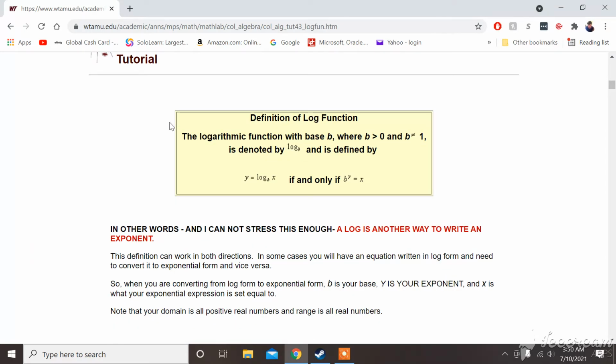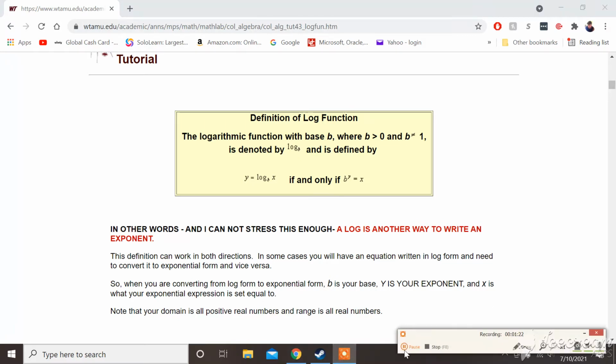The logarithmic function with base b, where b is greater than 0 and b cannot equal 1, is denoted by log b, and is defined by y equals log b x if and only if b to the y equals x.